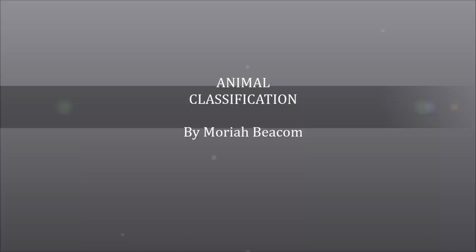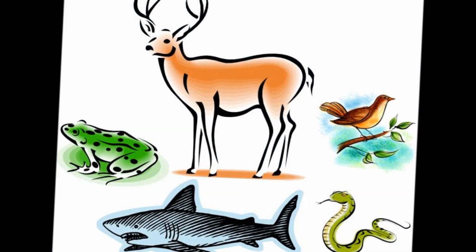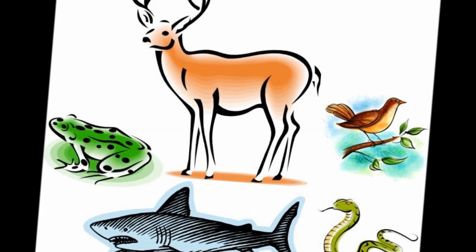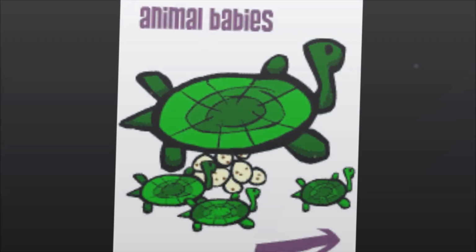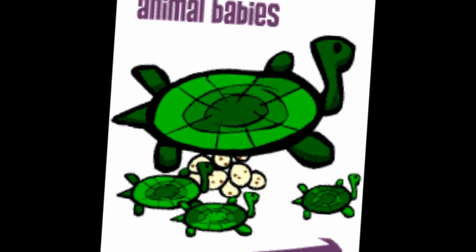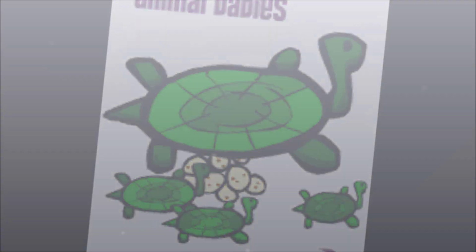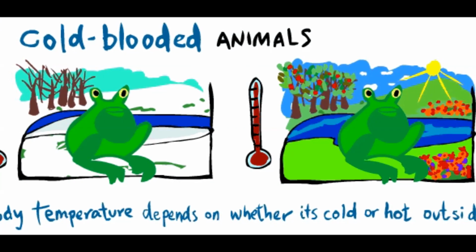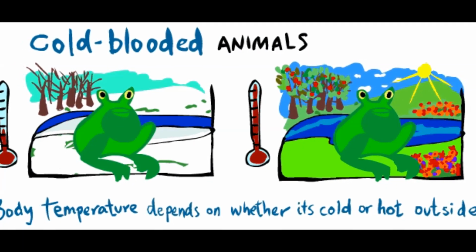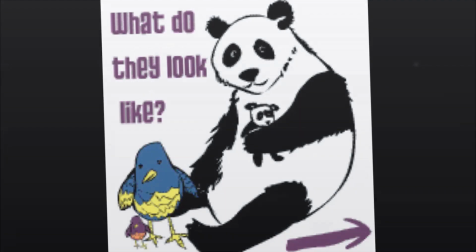There are 5 classifications of animals: amphibians, mammals, reptiles, birds, and fish. The 3 main differences between each group is whether they produce live young or lay eggs, whether they're warm-blooded or cold-blooded, and how they look.